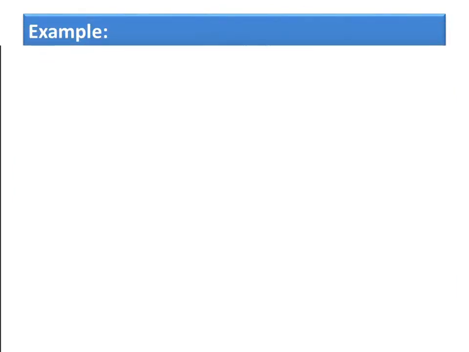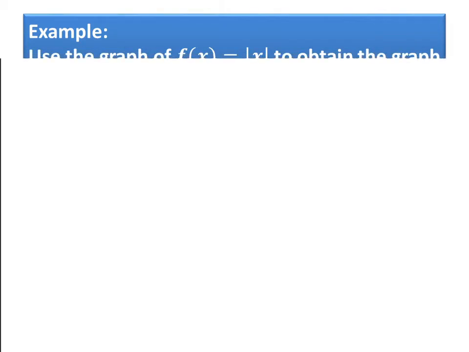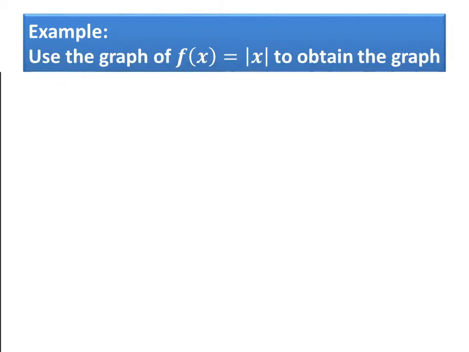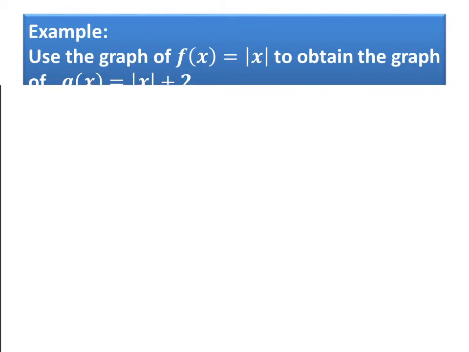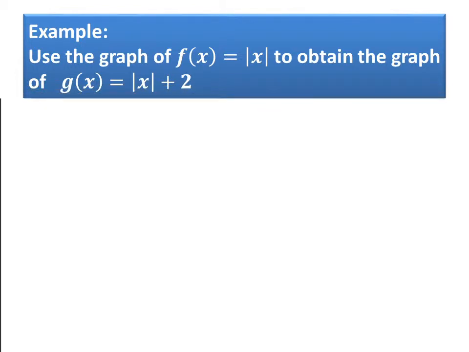Let's explain vertical shifts by an example. Suppose we have the function f of x is equal to absolute value of x. How can we use the graph of f of x to graph or to sketch g of x equals absolute value of x plus 2?